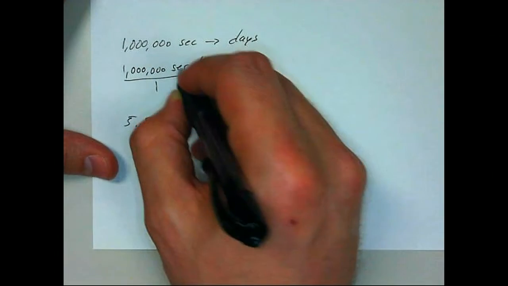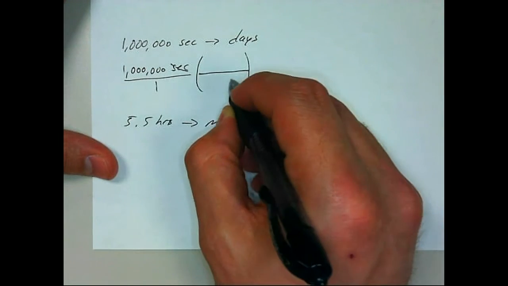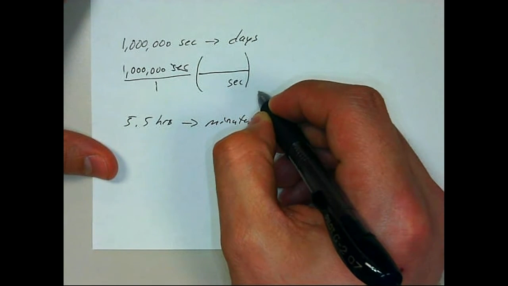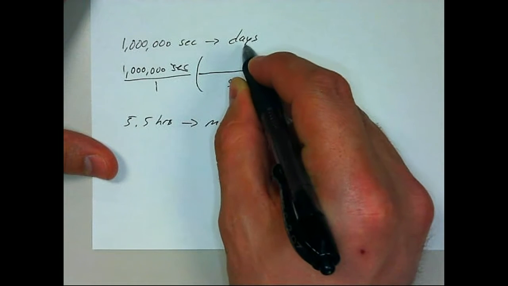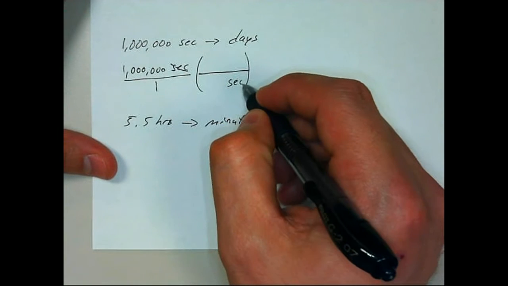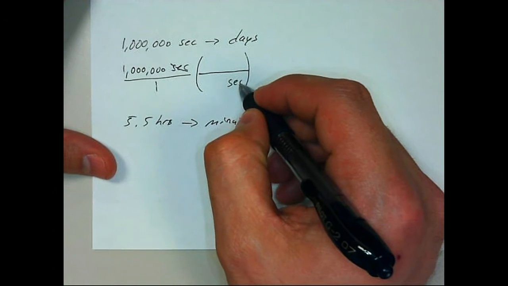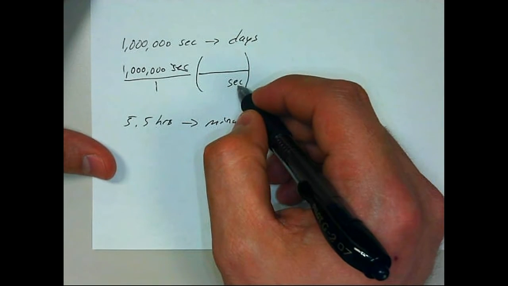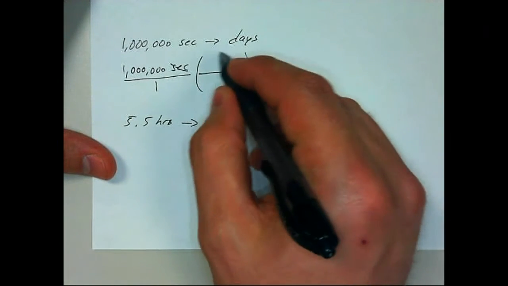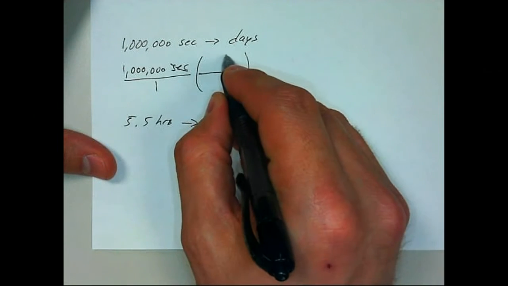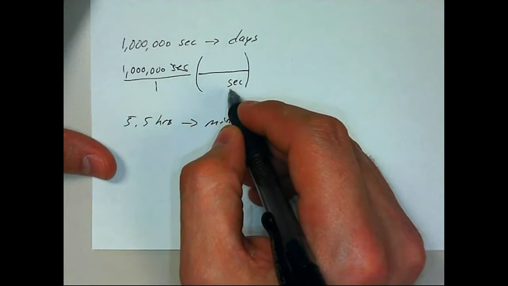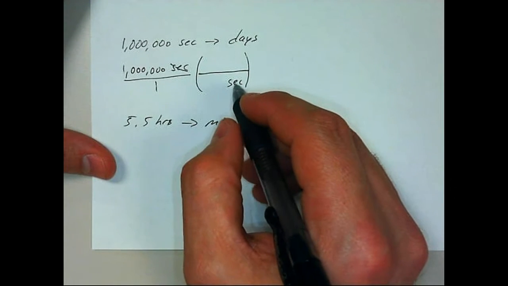So I want seconds to cancel out. In order to do that, I've got to put seconds on the bottom. I could go directly from seconds to days, which is what we want. The only problem is I don't personally know how many seconds there are in a day. If you do, you can go ahead and put that. I don't know that. Remember that this thing has to equal 1. Whatever's up here has to equal whatever's down here. They have to be the same amount, but not the same unit.